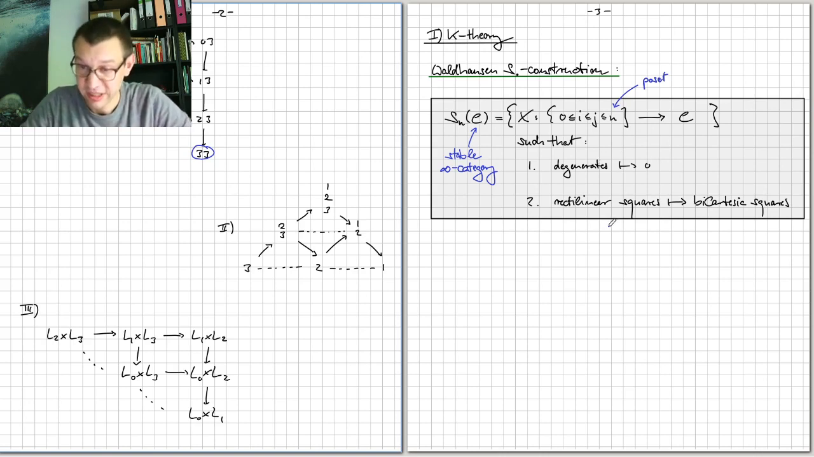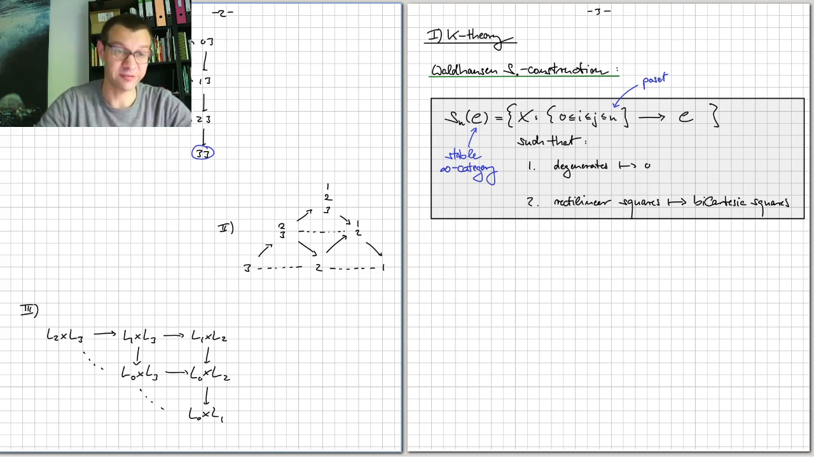And then the second condition is what I call rectilinear squares. So everything which is a square with respect to the coordinate axes, the way I drew it here, is supposed to be bicartesian. So in other words, what I see here in this diagram is, in fact, four 3-term exact sequences, right? There's one here: 0,1, 0,2, 1,2; 0,1, 0,3, 1,3; then there's 0,2, 0,3, 2,3; and 1,2, 1,3, 2,3. So that's one way to say this.